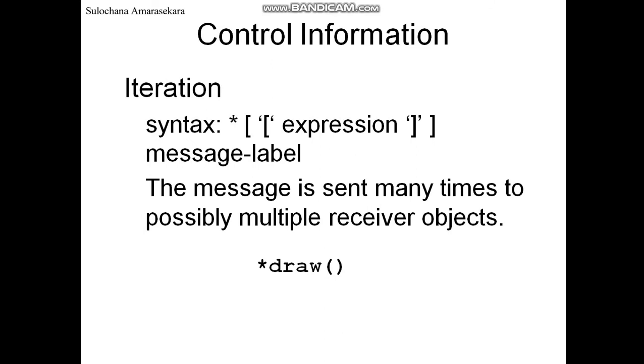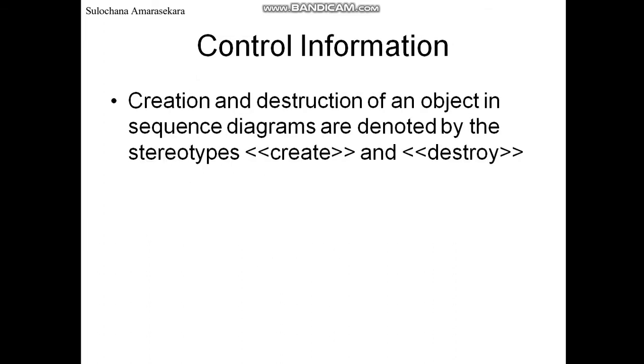The next control information is iteration. Simply, a loop. We use a star to represent the iteration. We can combine the star with square brackets to indicate a loop which runs over and over until it satisfies the given condition. My example is draw. It doesn't contain any condition. That means it performs the drawing activity without any stopping. Last control information. We can use creation and destroy symbols: the message which causes an object to be created and the message which causes an object to be destroyed.